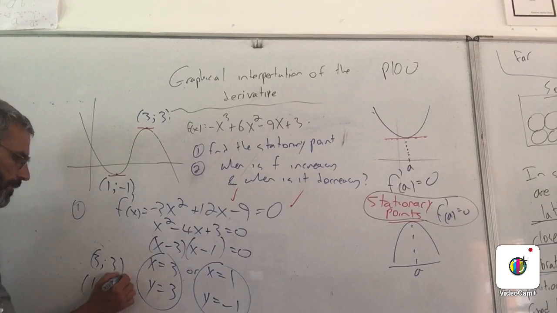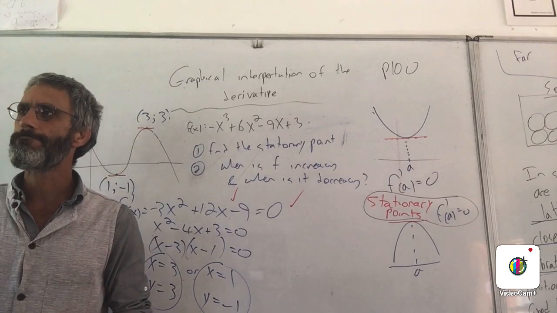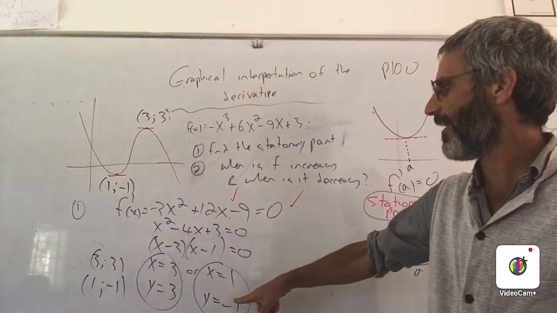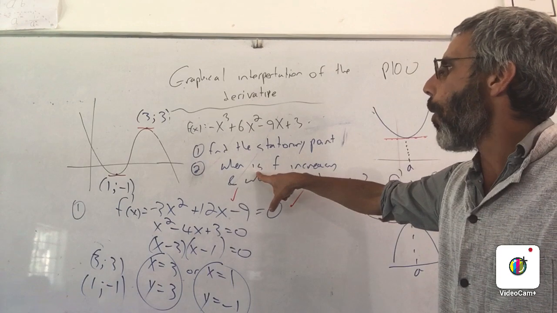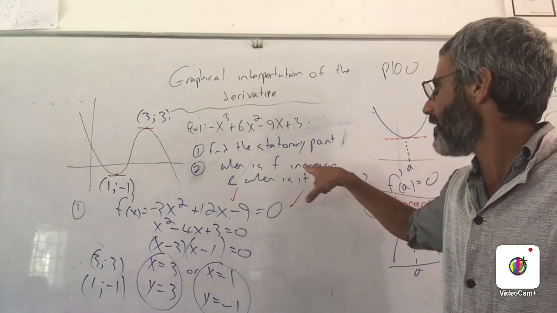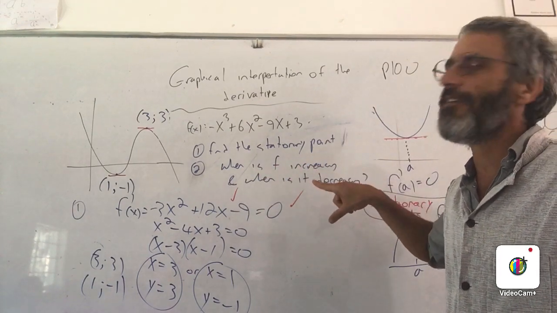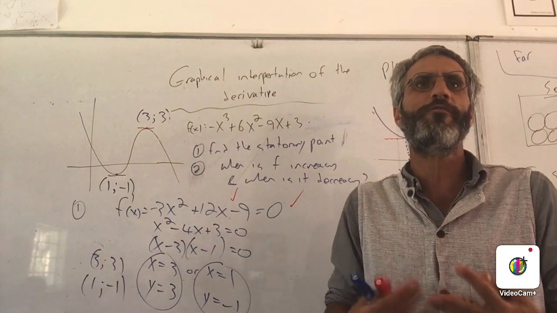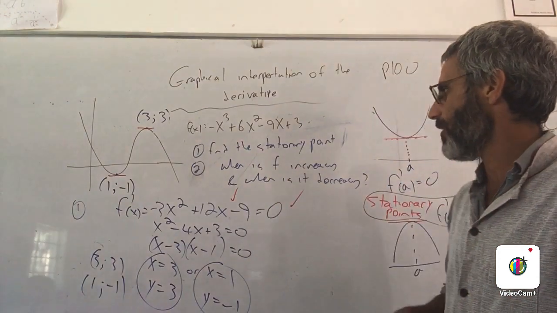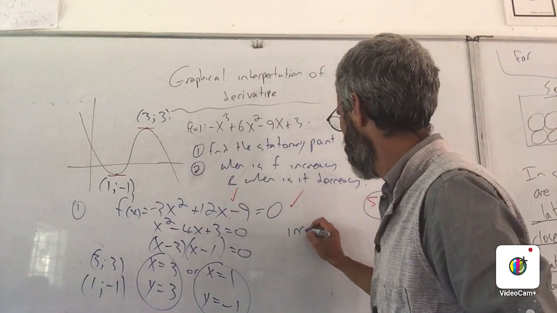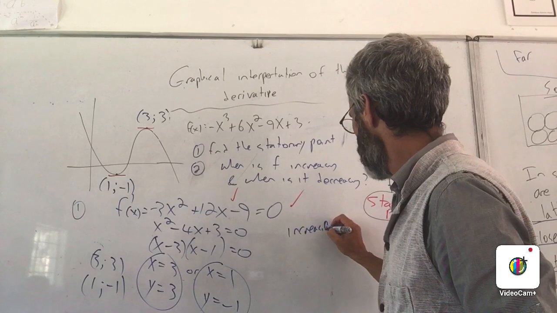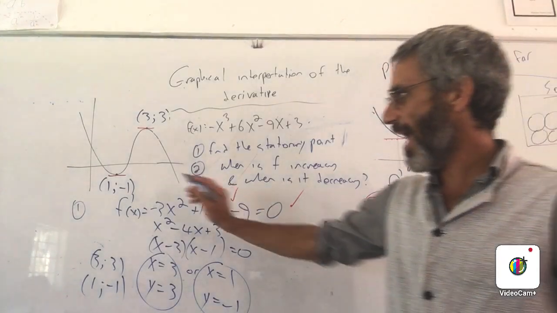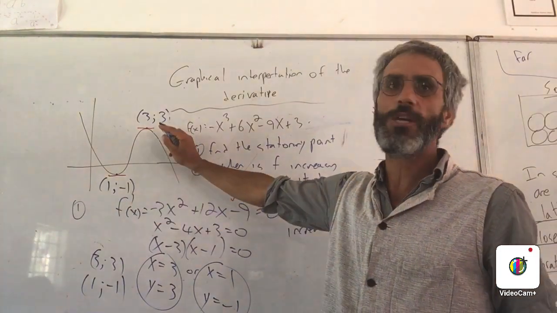Alright, are we happy with that? Now comes the second question, which is actually really easy. If you got that, that's the hard one. The next one is easy. When is f increasing and when is f decreasing? And when I say when, you need to give me a range for which values of x f is increasing. Let's start with increasing. When is f increasing? It's from x equal 1 to x equal 3.